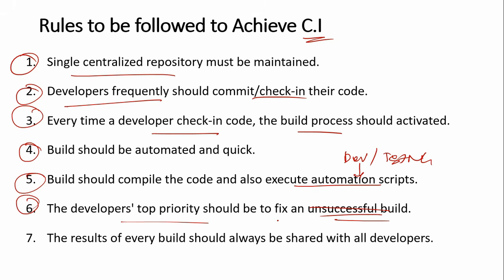The architect will be looking into it, the development manager will be looking into it. When something is not happening, they will pitch in very quickly. They will keep asking, what's the problem? Okay, is this a problem? They will pitch in and say, okay, do this. And they make that build successful as early as possible. And the results of every build are always shared with all developers.